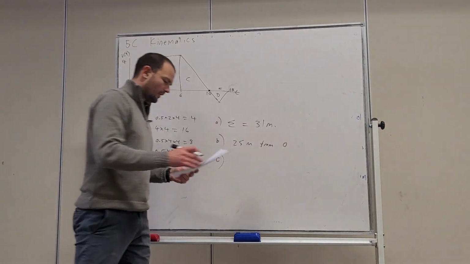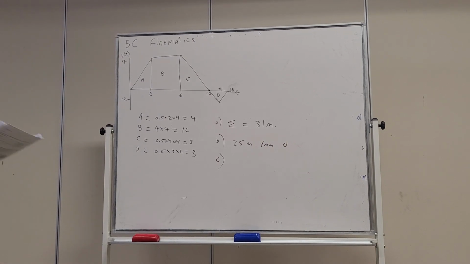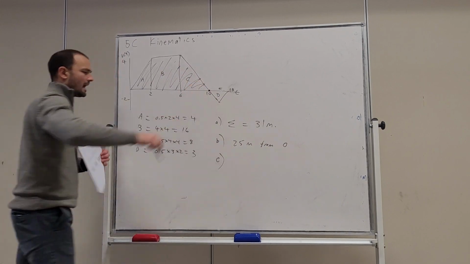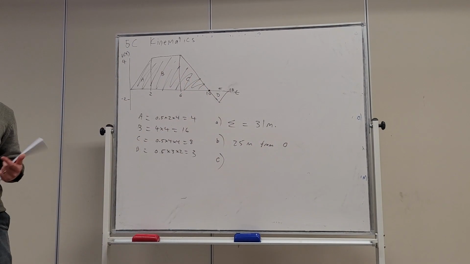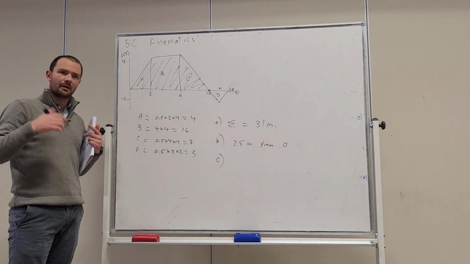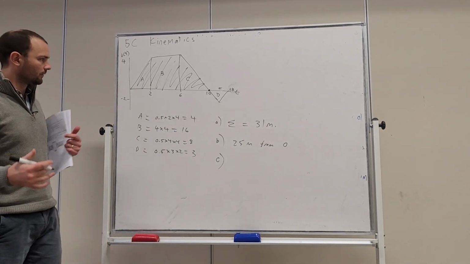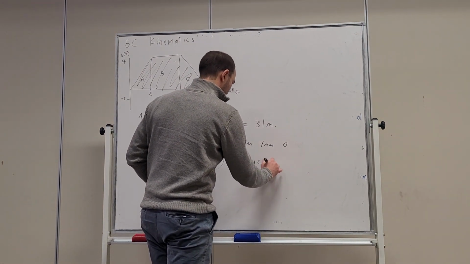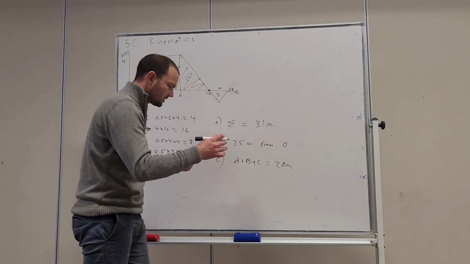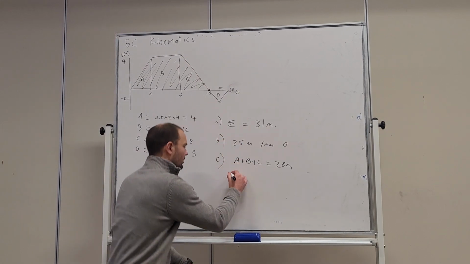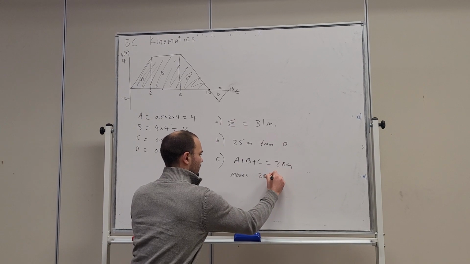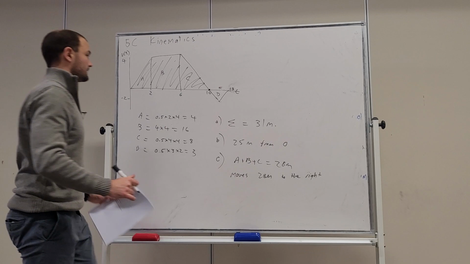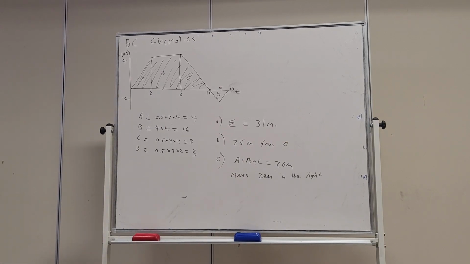Okay, and then part C, what is the significance of the total area above the x-axis? So if we just go A, B, C, what's the significance of that? Well, that's how far it's moved to the right. So all of the area above the x-axis, how far it moves to the right. All of the area below the x-axis, how far it moves to the left. So A plus B plus C is 28. The particle, the object, whatever we're talking about, moves 28 metres to the right, from times 0 to 10.